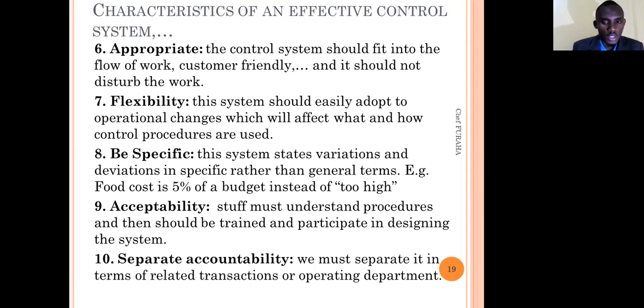Separate accountability. Each operation, each department must have a separate accountability. For example, if it is a hotel that has more than two restaurants, each restaurant, each kitchen must have its own accountability. So that is better. It is going to tell us how this particular restaurant is doing. Is it making profit or losses? Can we close it, or can we still try to see whether it can work and give us income?